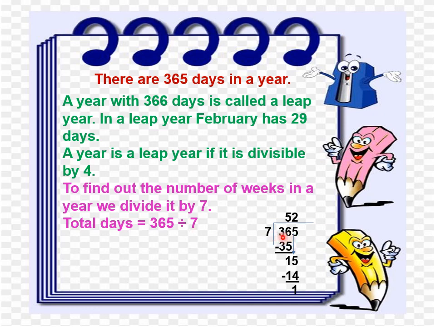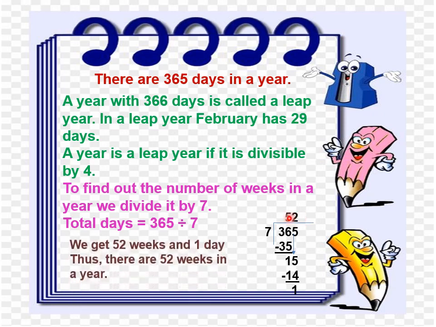First we take the first two digits in the 7 table. 36 will not come, so we take a smaller number. 7 fives are 35, so we get 1 as a remainder, and we carry down the 5, so it becomes 15. In the 7 table 15 will not come, so we take 7 twos are 14. 15 minus 14 is 1. So we got the quotient 52. So we get 52 weeks and 1 day as the remainder. Thus in an ordinary year there are 52 weeks and 1 day.